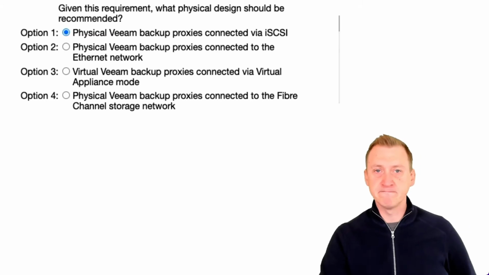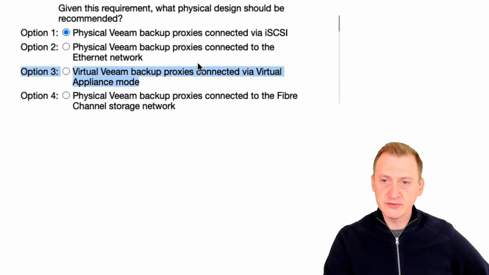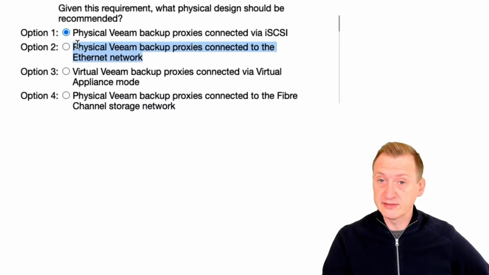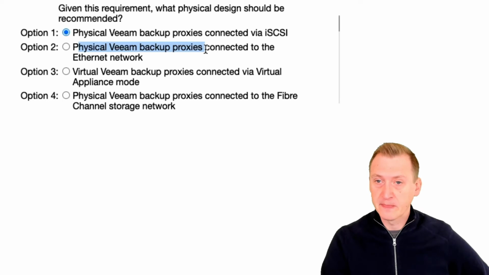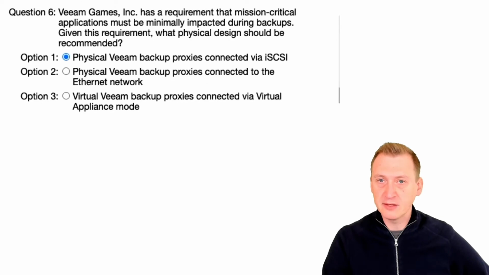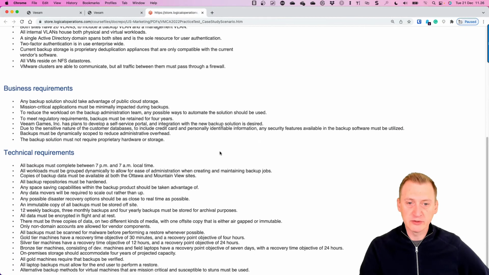Well, it depends. Are we going for virtual proxies or are we going for physical proxies? Because here it says physical backup proxies, right? Basically, I think the real question to be answered here is, what exactly do we want to do? How do we want to make these backups? So let's go down and take a look here.